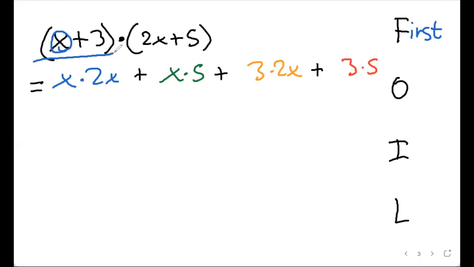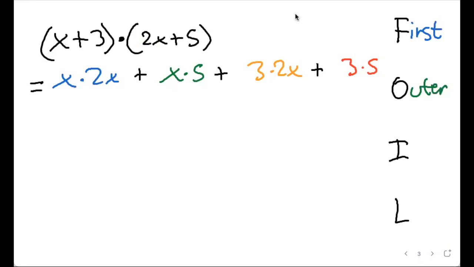Like in this set of parentheses, x is the first term, and in this set of parentheses, 2x is the first term. And we're multiplying these. We're multiplying x and 2x. We did it down here. The O stands for outer because we're multiplying the outer terms. We're multiplying x and 5. We did that down here.